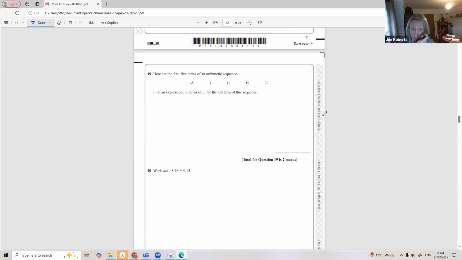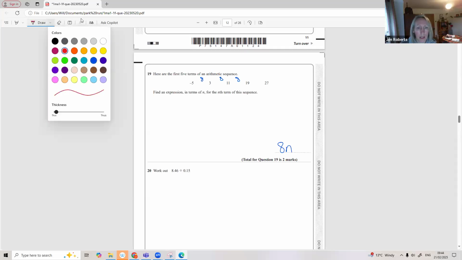Here are the first 5 terms of an arithmetic sequence. Find an expression for the nth term. So what's this going up in? It's going up in... -5 to 3 is 8. So yeah, it's going up in 8. So we know it is connected with the 8 times table. So it starts off as 8n. I'm going to write the 8 times table underneath here.